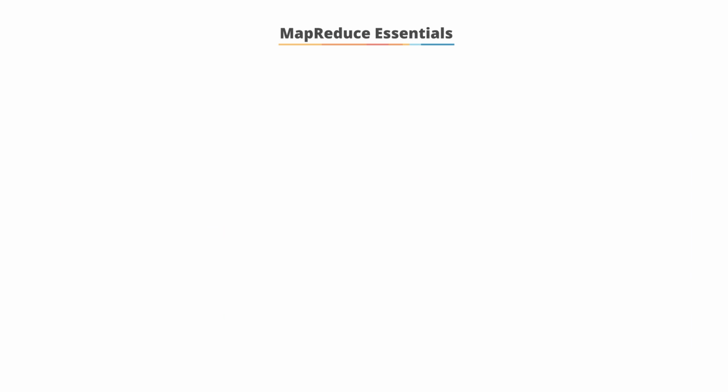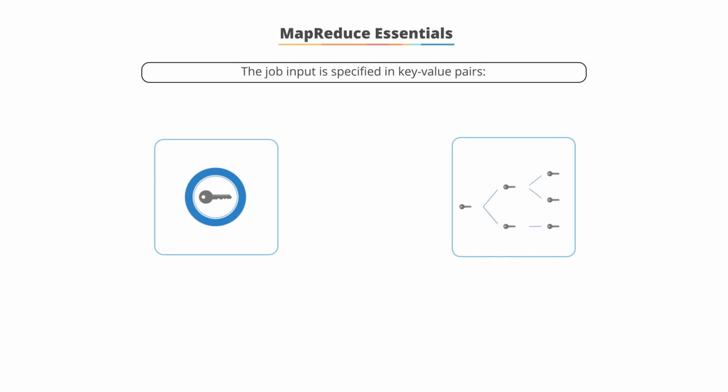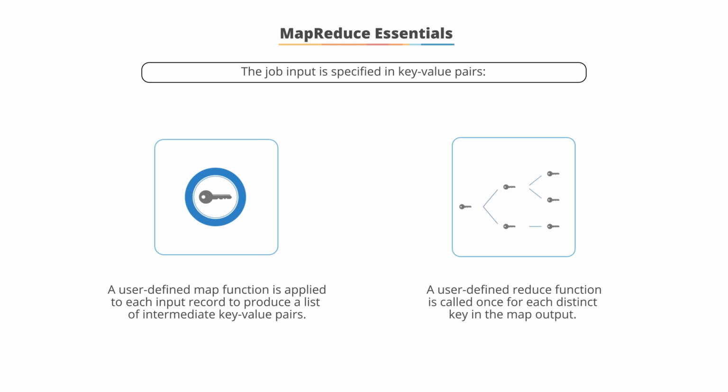The essentials of each MapReduce phase are shown on the screen. The job input is specified in key value pairs. Each job consists of 2 stages. First, a user-defined map function is applied to each input record to produce a list of intermediate key value pairs. Second, a user-defined reduce function is called once for each distinct key in the map output. Then, the list of intermediate values associated with that key is passed.